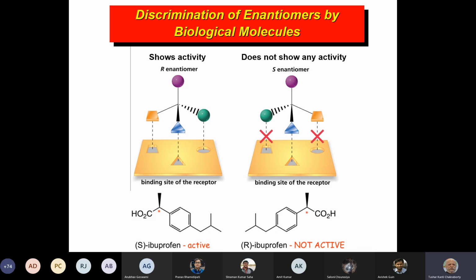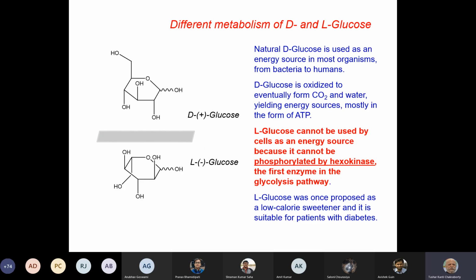For example, ibuprofen. It is the structure of an analgesic that all of you possibly take. If you have fever, you take some medicine, I don't know, called Combiflam. Combiflam is acetaminophen and ibuprofen. And with ibuprofen, only the S isomer is active, and R ibuprofen is not active. So many of the drugs you take are actually chiral molecules, and only that particular chiral component will be active, and the other isomer does not show any activity.